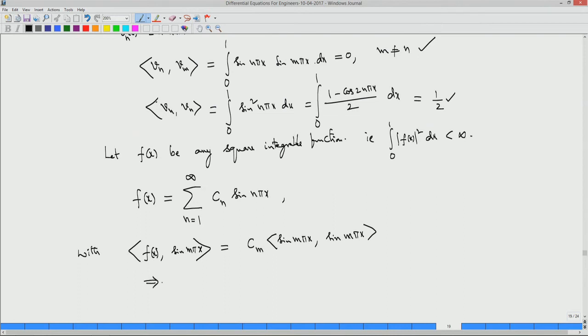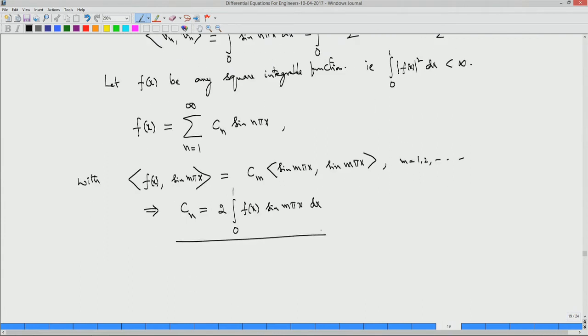Okay. So this is true for every m from 1 to infinity. So this means Cm, or Cn, now you can change m to n, both are the same. So Cn, this value we have seen here, that is 1 by 2. So it means 2 times the integral from 0 to 1, now you can write f(x) sin m pi x dx. So this is exactly your Fourier transform, and this is your Fourier series.